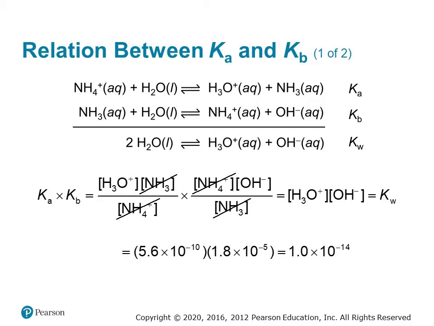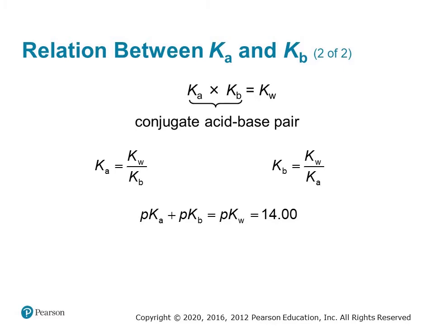And sure enough, the Ka value for ammonium, 5.6 times 10 to the minus 10, multiplied by Kb for ammonia, 1.8 times 10 to the minus 5, is in fact equal to 1.0 times 10 to the minus 14. This illustrates an important general property. For any conjugate acid-base pair, the Ka of the conjugate acid and the Kb for the conjugate base are related by the equation Ka times Kb always equals Kw, or 1.0 times 10 to the minus 14th power.